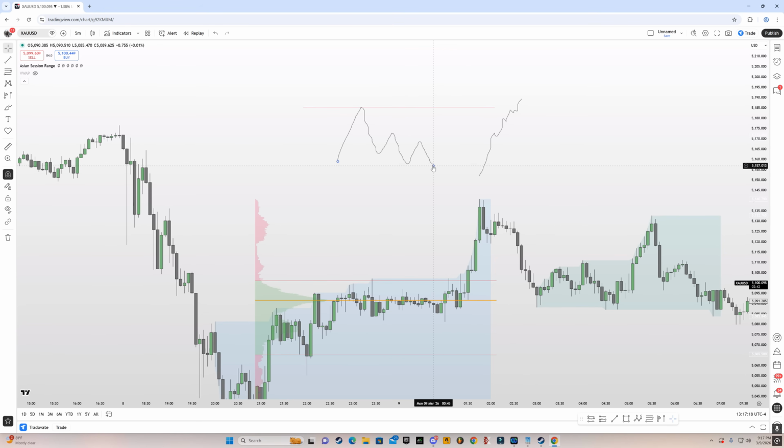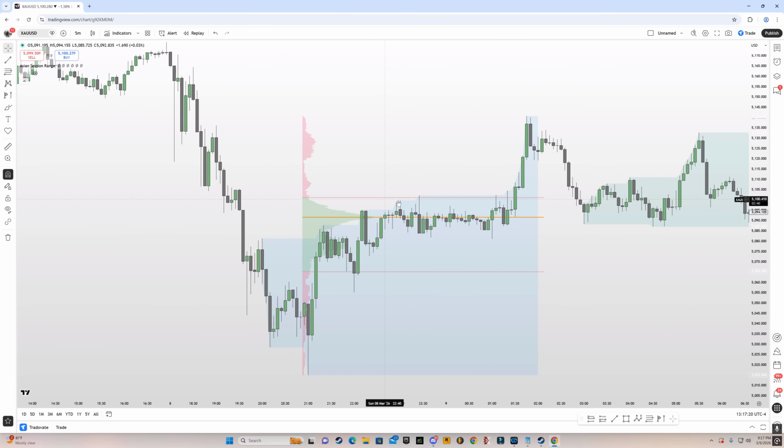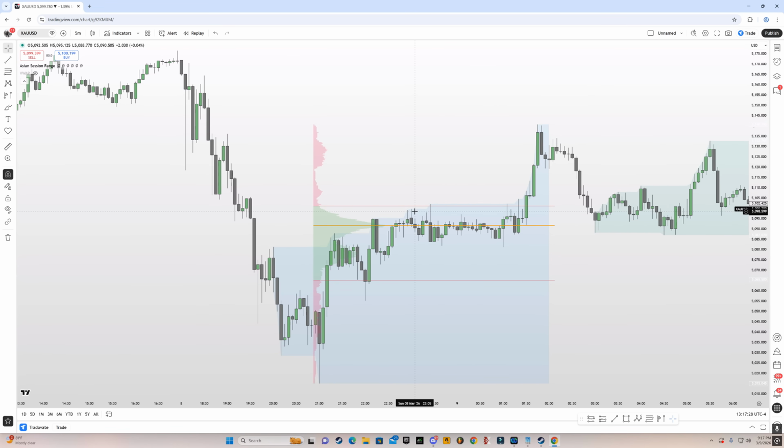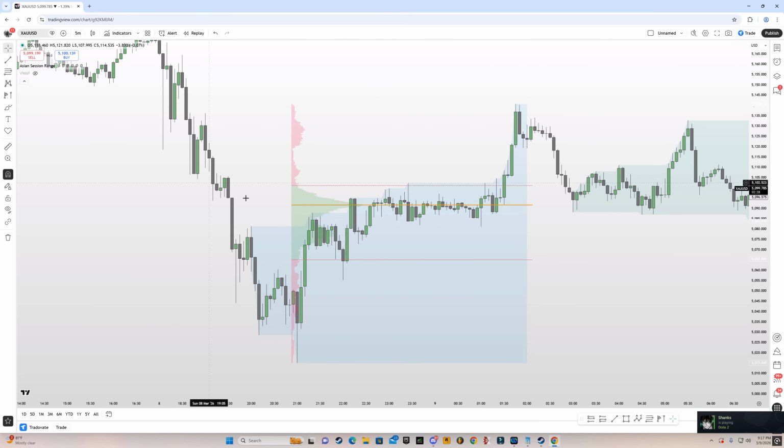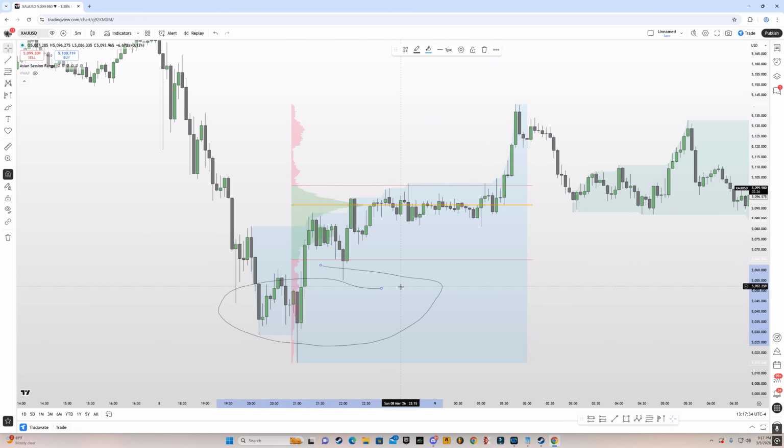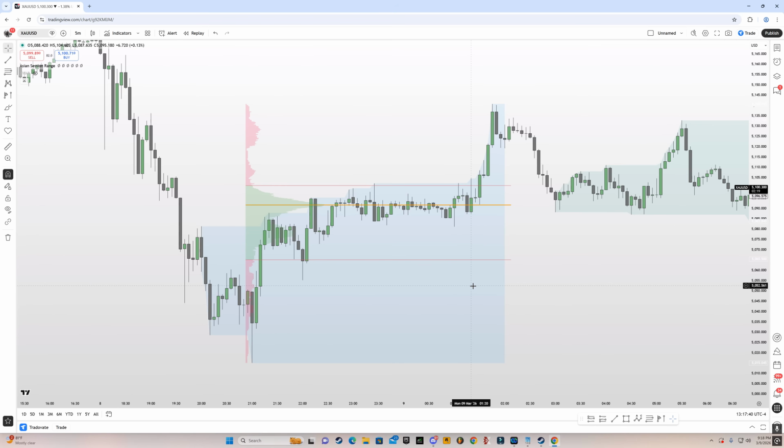So with that in mind, we have the value area high, the point of control, and the value area low. 70% of the volume was transacted within the value area high and the value area low. Anything that is below the value area low is the lowest volume, and anything that is above the value area high is the lowest volume. People are not accepting prices below the value area low, and they're not accepting prices above the value area high.